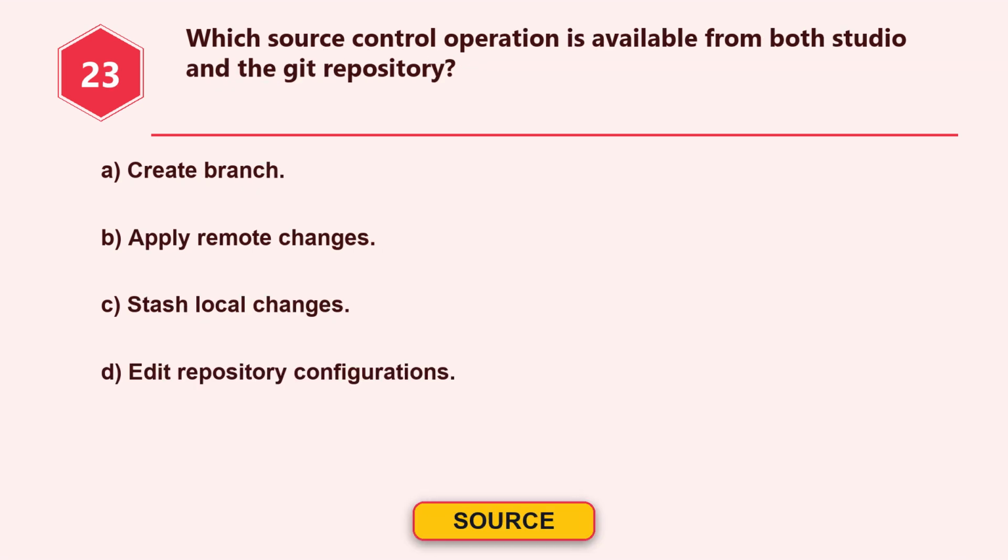Question 23. Which source control operation is available from both Studio and the Git repository? Option A. Create branch. Option B. Apply remote changes. Option C. Stash local changes. Option D. Edit repository configurations.